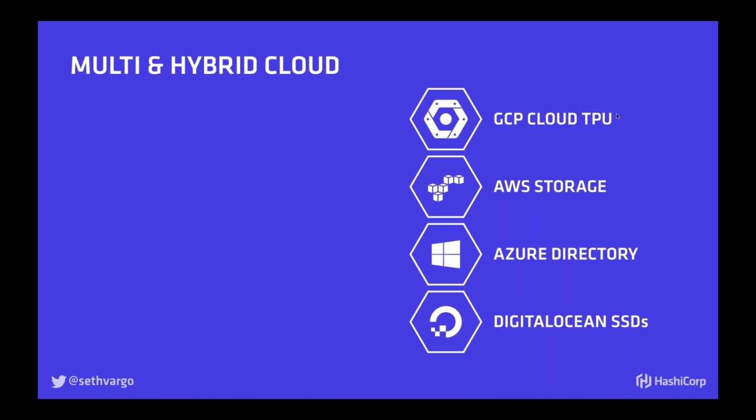So let's take a look at a fictitious example. Perhaps you have a really intensive machine learning application. You want to leverage the Google Cloud TPUs that were announced just last week for the super fast processing. But you already have data on Amazon S3 for storage. And perhaps you're a Windows shop, so all of your authentication and authorization is being handled by Azure Active Directory. And then for average everyday work, you're using DigitalOcean's super fast SSDs for their cost effectiveness and their high bandwidth.